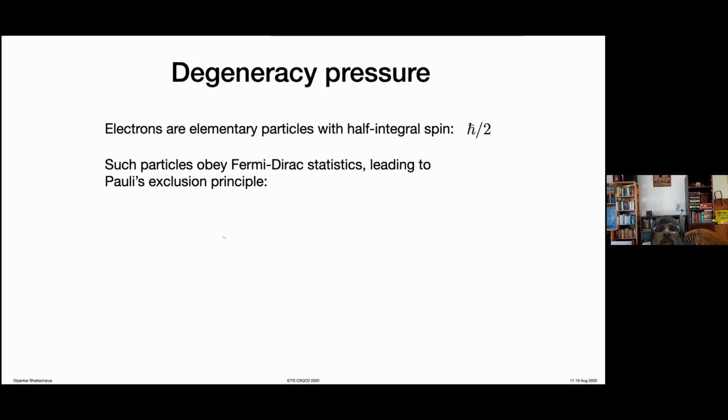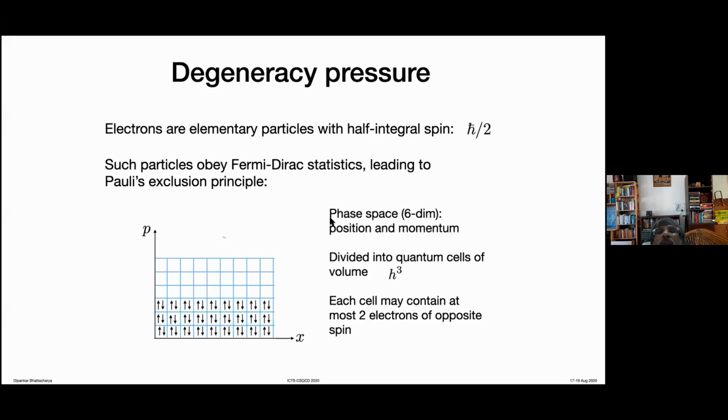So electrons, as we know, are elementary particles with half integral spin, h cross by 2. And these particles obey Fermi-Dirac statistics, which leads to Pauli's exclusion principle, which means that given a certain quantum state, you can populate this with only 2 particles of opposite spin and no more.